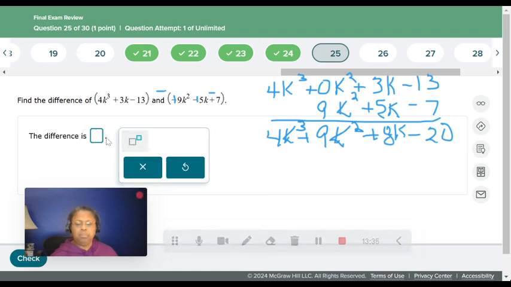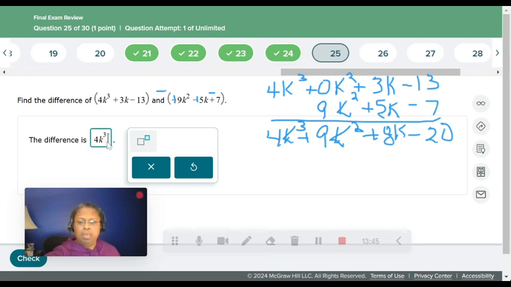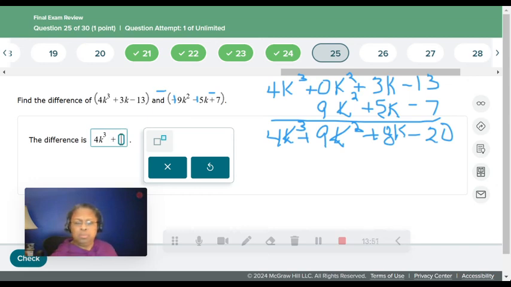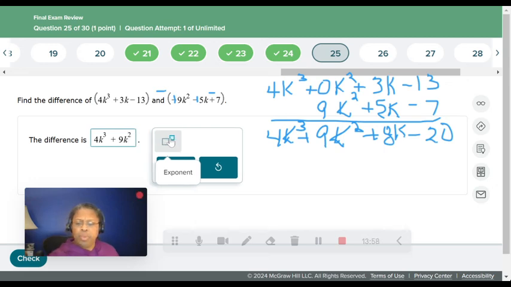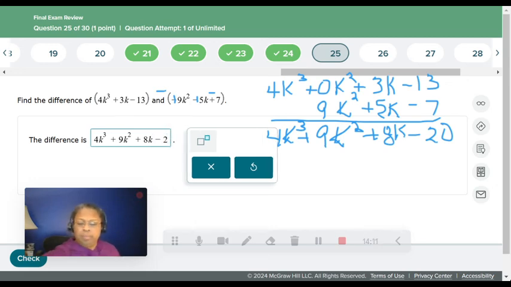So now we have 4k cubed plus 9k squared plus, I know y'all are like, Christmas is going to get here. Come on. Minus 20.